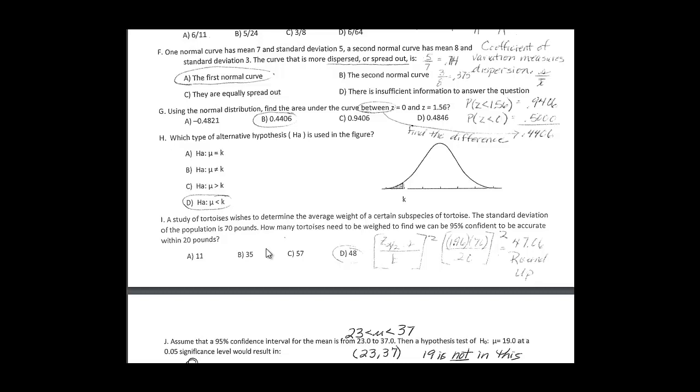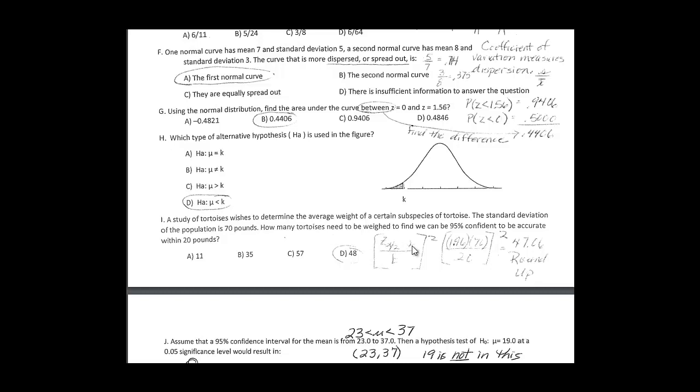Okay, for part I here, a study of tortoises wishes to determine the average weight of a certain subspecies of tortoise. The standard deviation of the population is 70. How many tortoises need to be weighed to find, with 95% confidence, accuracy within 20 pounds. So we're looking for our sample size, because we want to have a good sample size so that we can be confident, but we don't want to have to measure more than we absolutely need to.